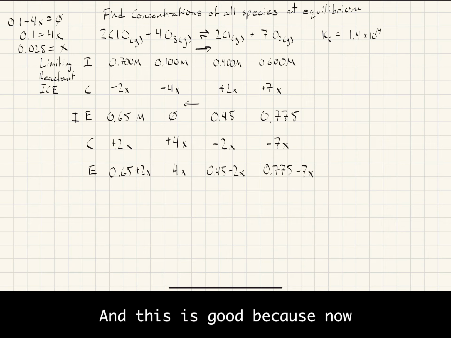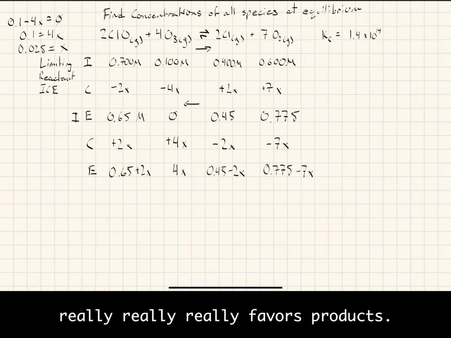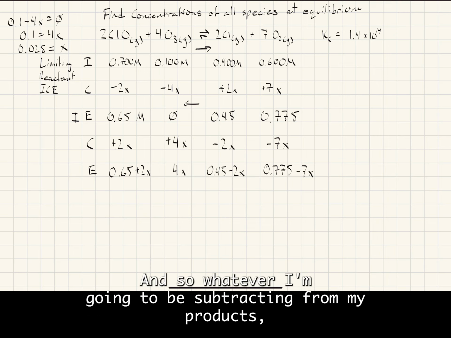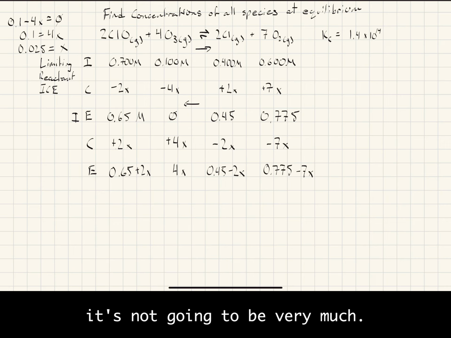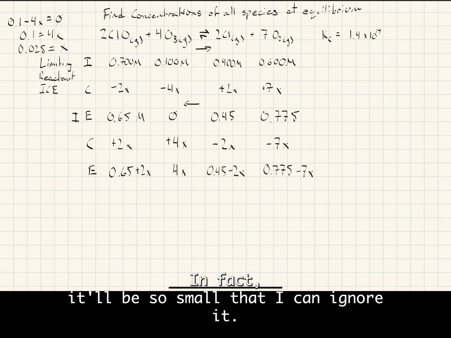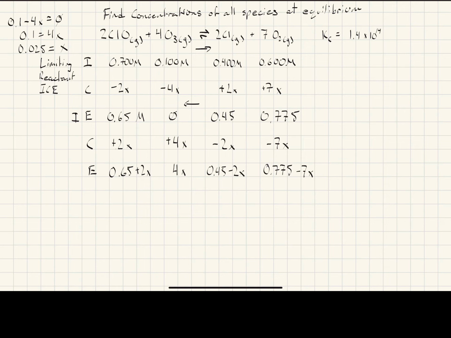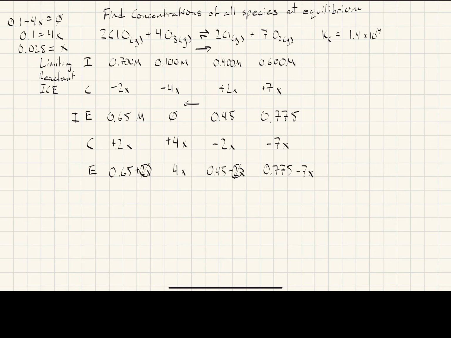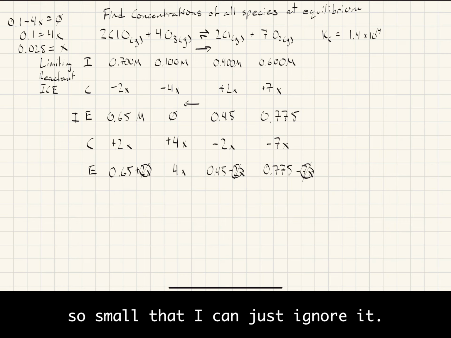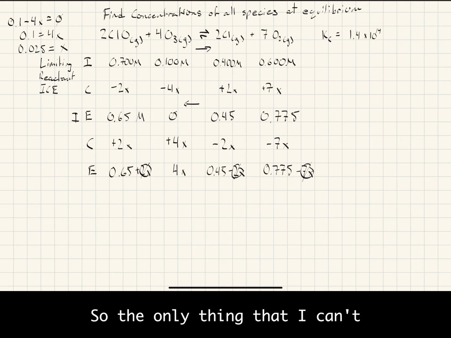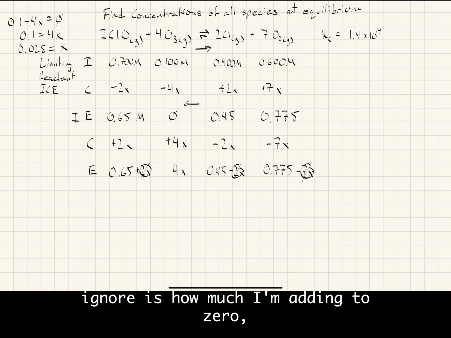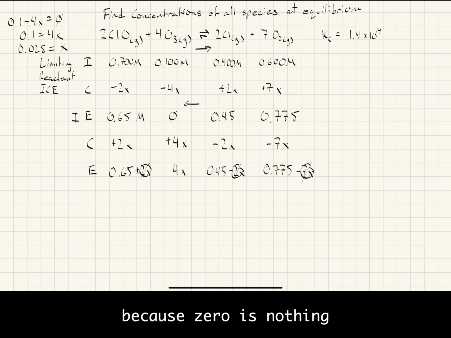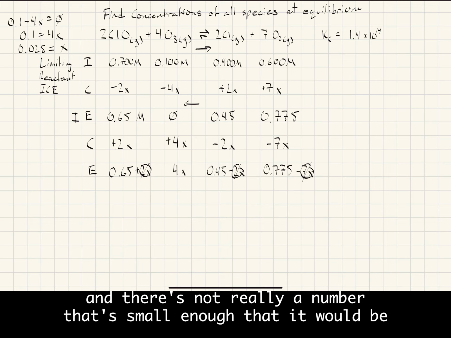And this is good because now my K has already told me the reaction really favors products. So whatever I'm going to be subtracting from my products is not going to be very much. In fact, it'll be so small that I can ignore it. And what I add to any concentrations that already exist is also going to be so small that I can just ignore it. So the only thing that I can't ignore is how much I'm adding to 0, because 0 is nothing, and there's not really a number that's small enough that it would be insignificant.